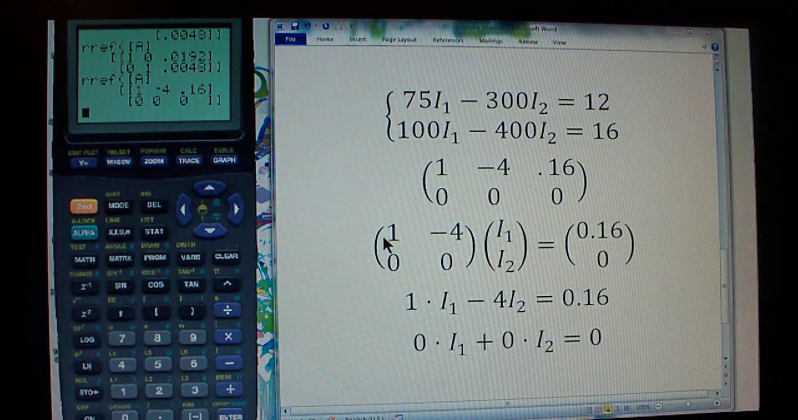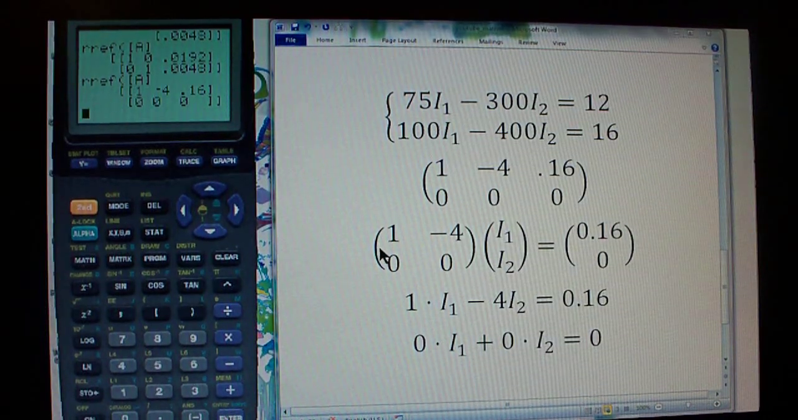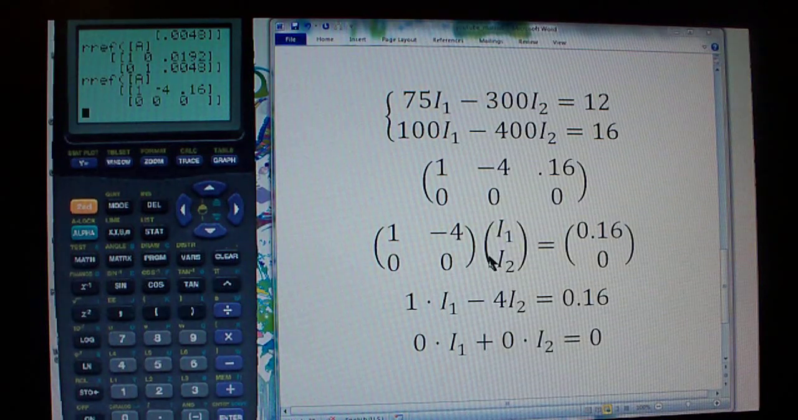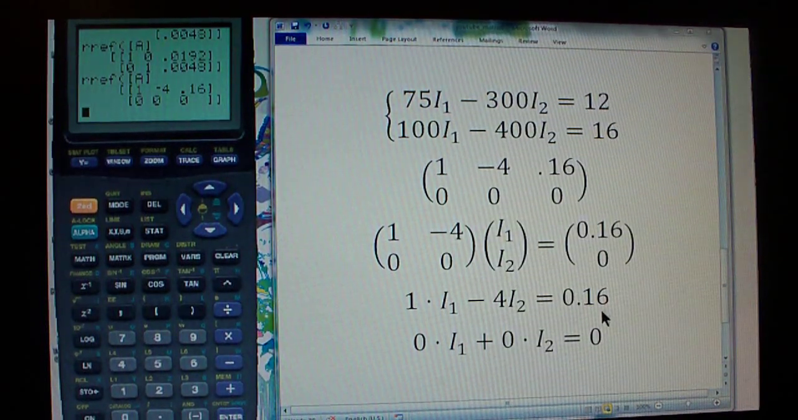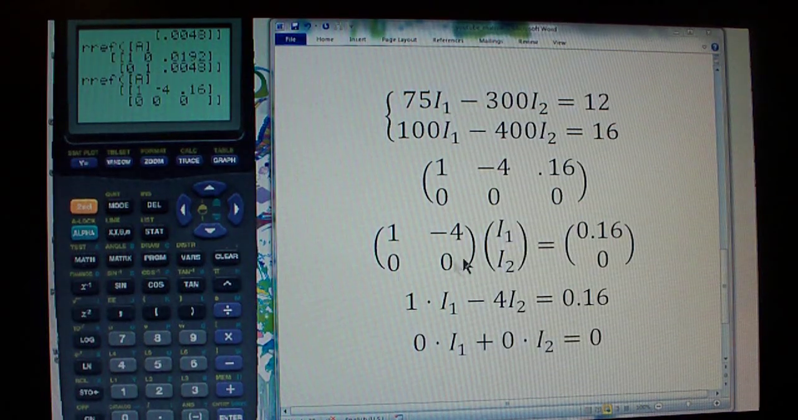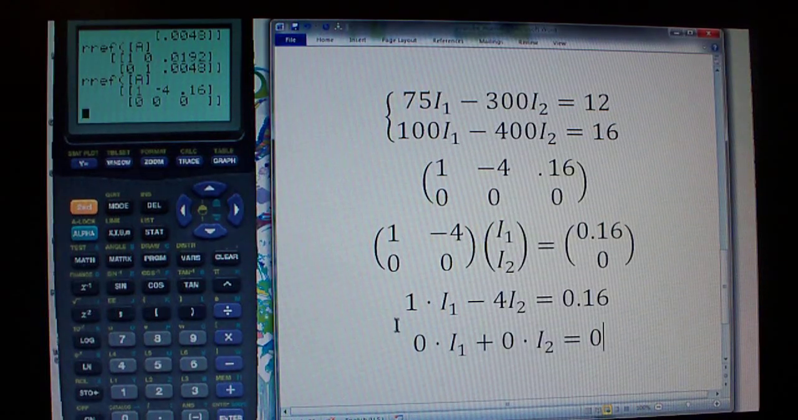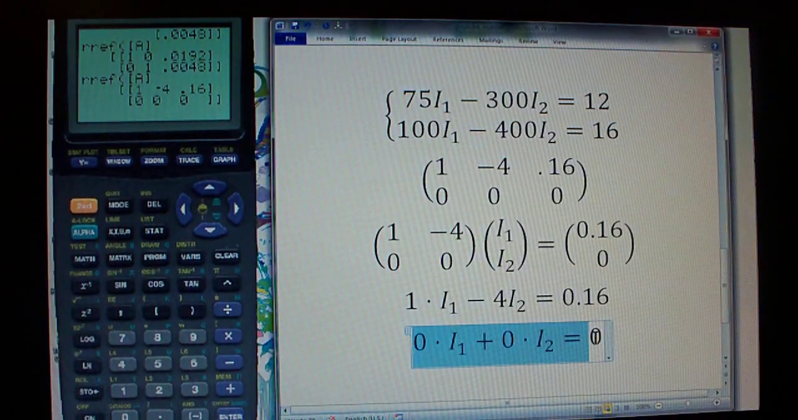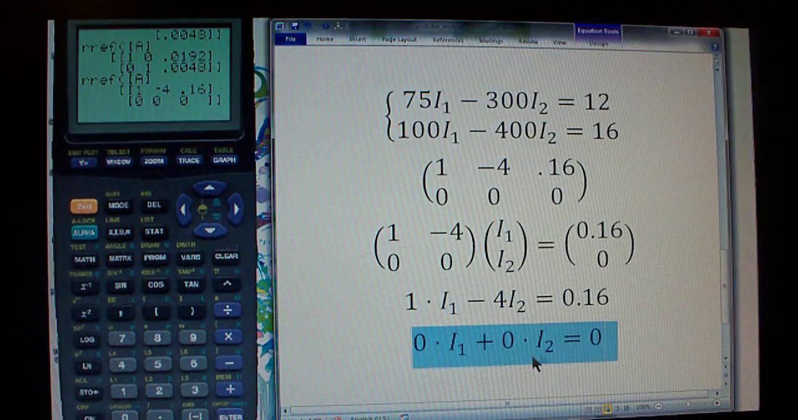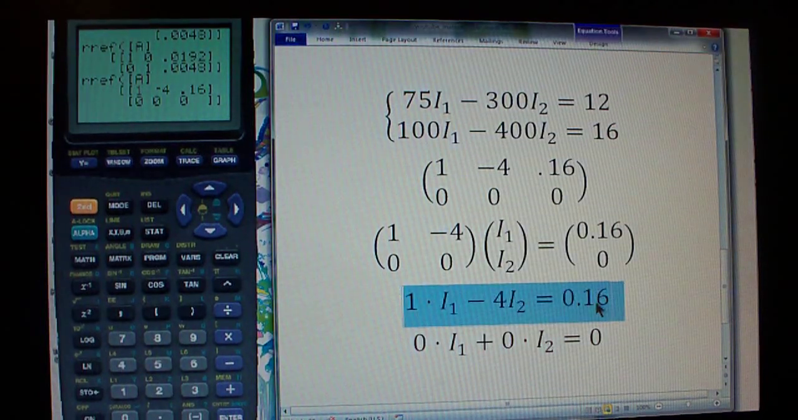And then if you do the matrix multiplication across down, the first row gives you 1 times I1 minus 4 times I2 equals 0.16. The second row gives you 0 times I1 plus 0 times I2 equal to 0. You will see that this second equation is meaningless because the left side is 0, so it's a trivial equation. It just says that 0 is equal to 0. And the first equation is I1 minus 4I2 equal to 0.16.